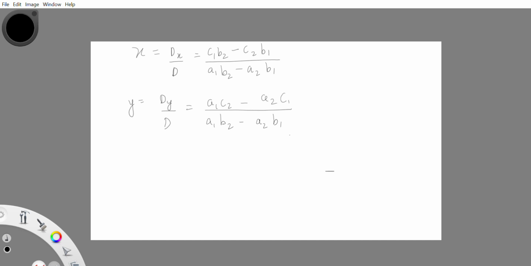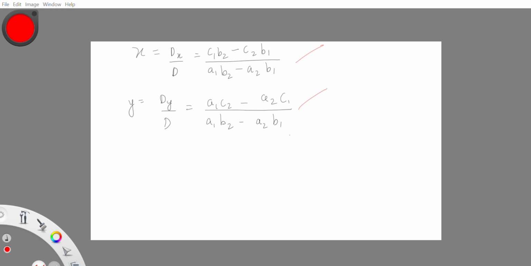So this is how we get x is equal to dx upon d and y is equal to dy upon d. Now we're going to solve this same set of equations using the elimination method, and we are going to see whether or not we get these same results from that method as well. If we do get the same result, that means the Cramer's rule does work for solving linear equations in two variables.